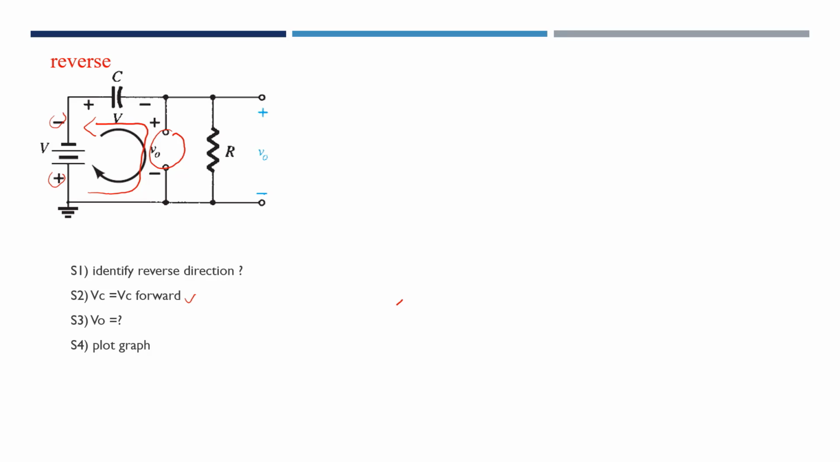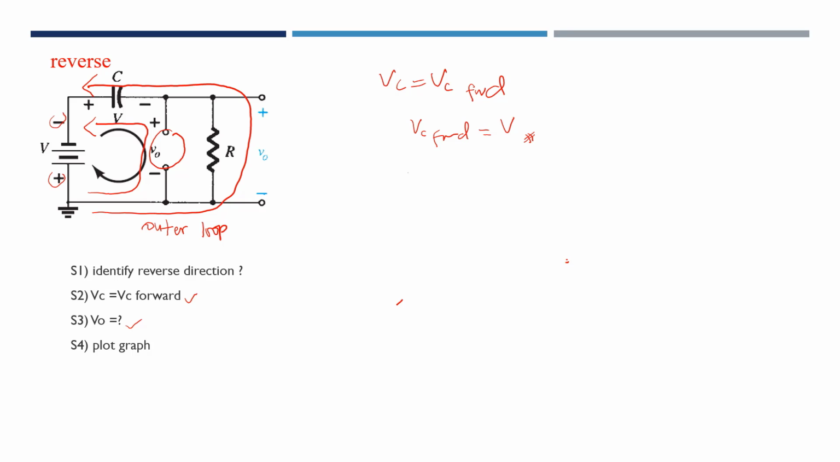Now let's analyze our V out. Since we know that our VC here is equal to VC forward, which is equal to V, we already calculated at the forward condition. Now let's look for the V out. So here this V out is from positive to negative at the outer loop. By using the KVL anti-clockwise, here we have negative V out. Again, the polarity of our capacitor here, never change it. So negative VC, negative V equal to 0.